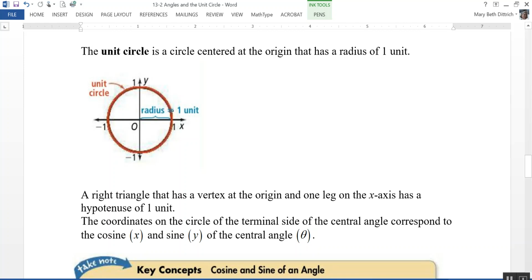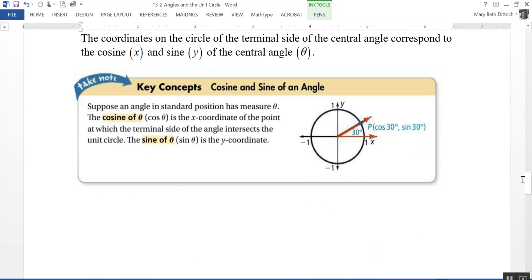So if I were to draw a triangle that has its vertex at the origin, and one leg is on the positive x-axis, so that would be this leg right here. What they're saying is that the coordinates of this point here, the x-coordinate would be the cosine of this angle, and the y-coordinate would be the sine of that angle.